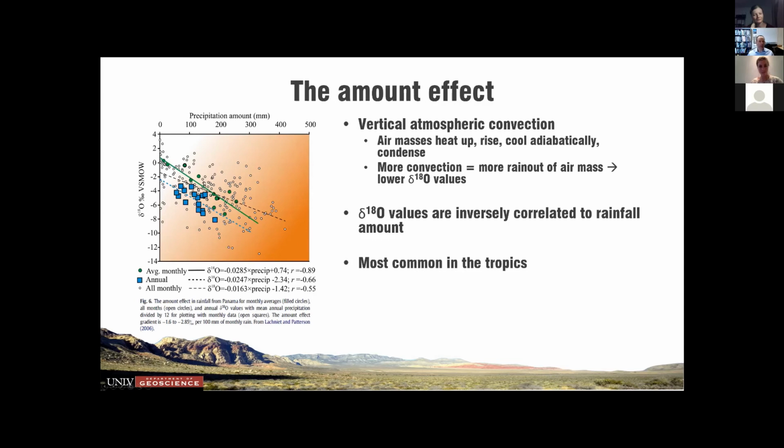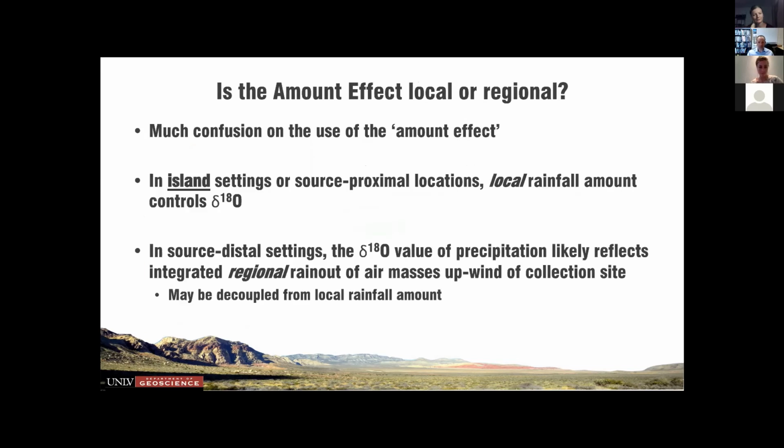And the data in the graph here is related to, let's see, this is Panama. So the green circles are monthly values for delta 18O related to precipitation amount. So you see a seasonal cycle. And then the blue squares are the annual values. So you see this on a year-to-year basis, but it's a little bit weaker. So you could expect to see this more in tropical locations where you have this simple relationship between forming an air mass and rain out.